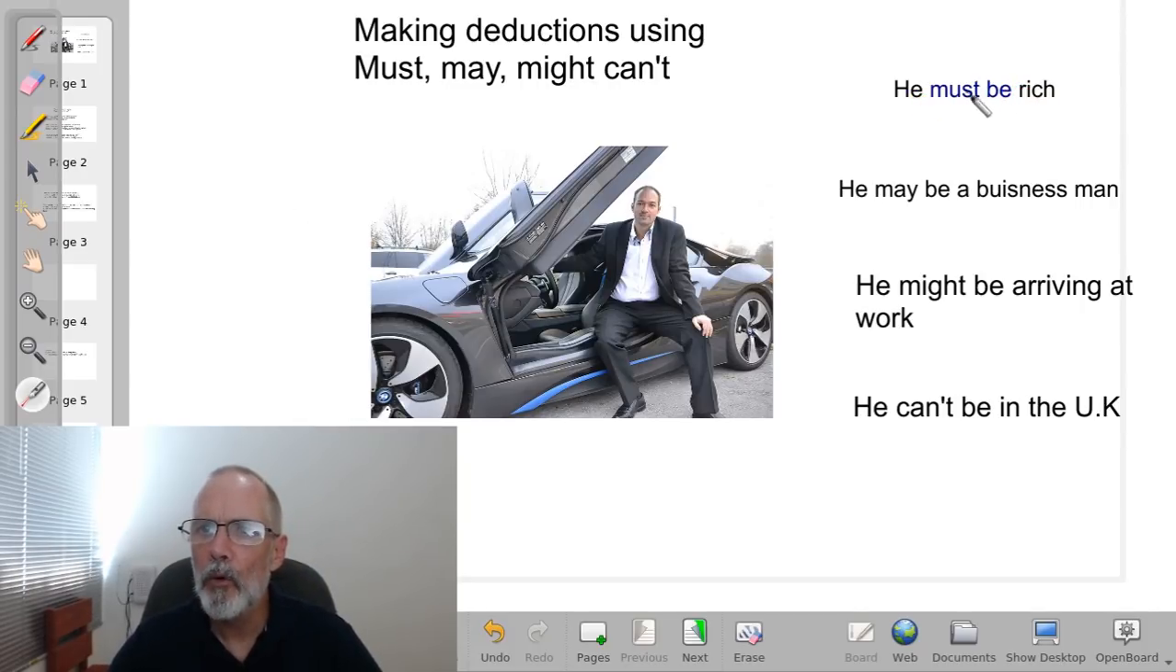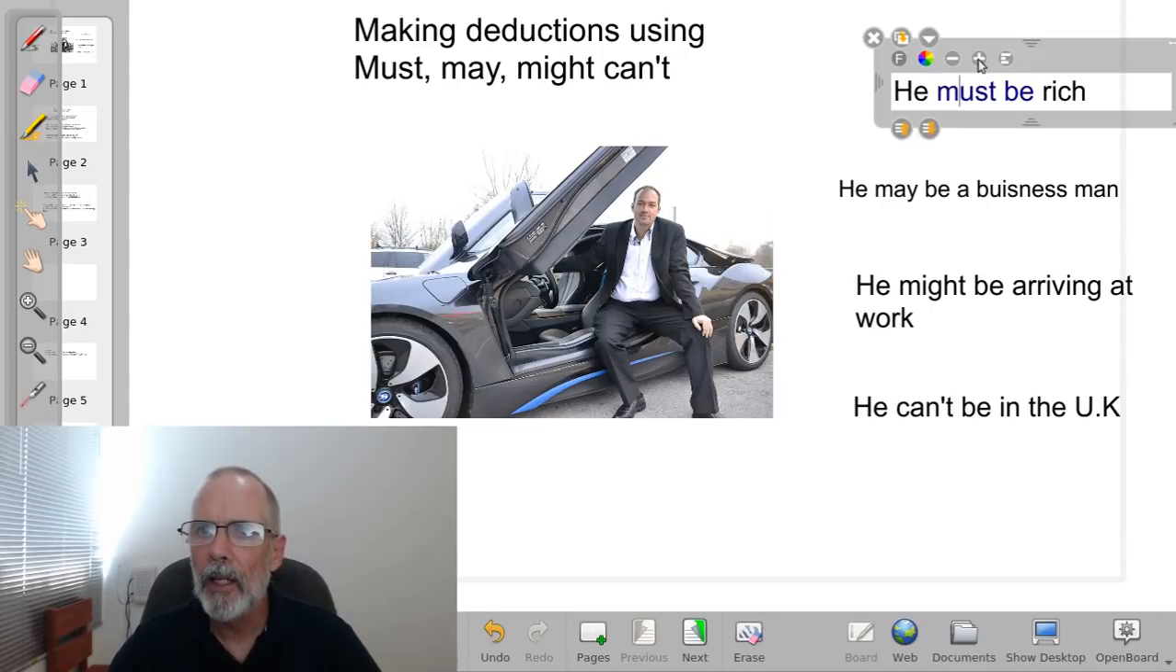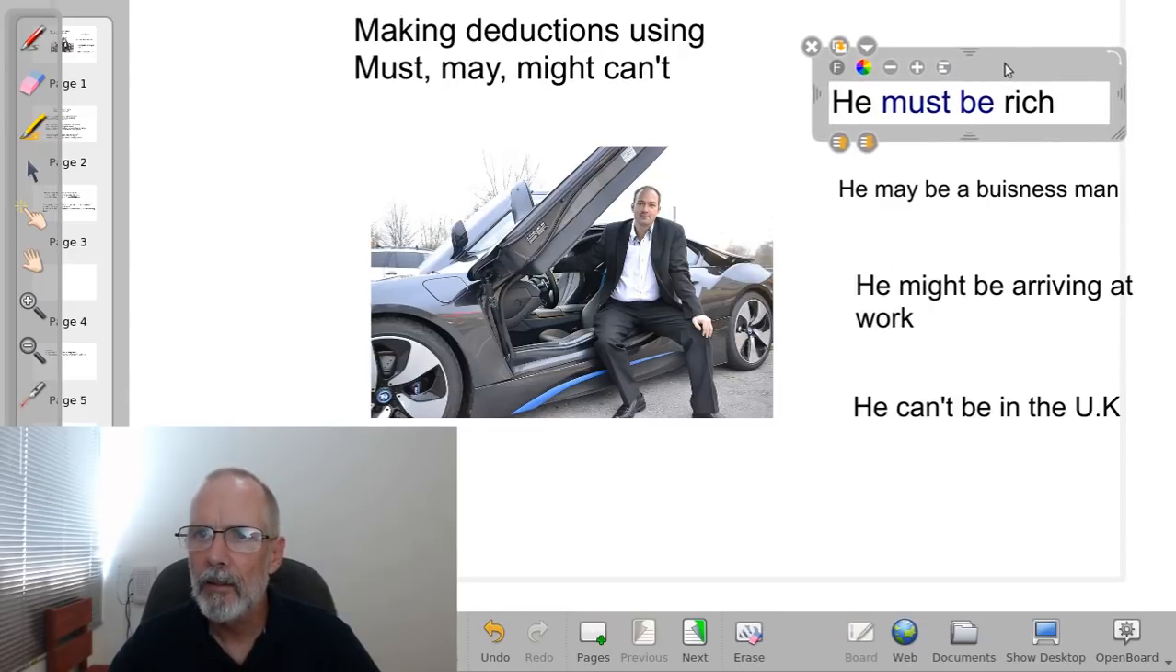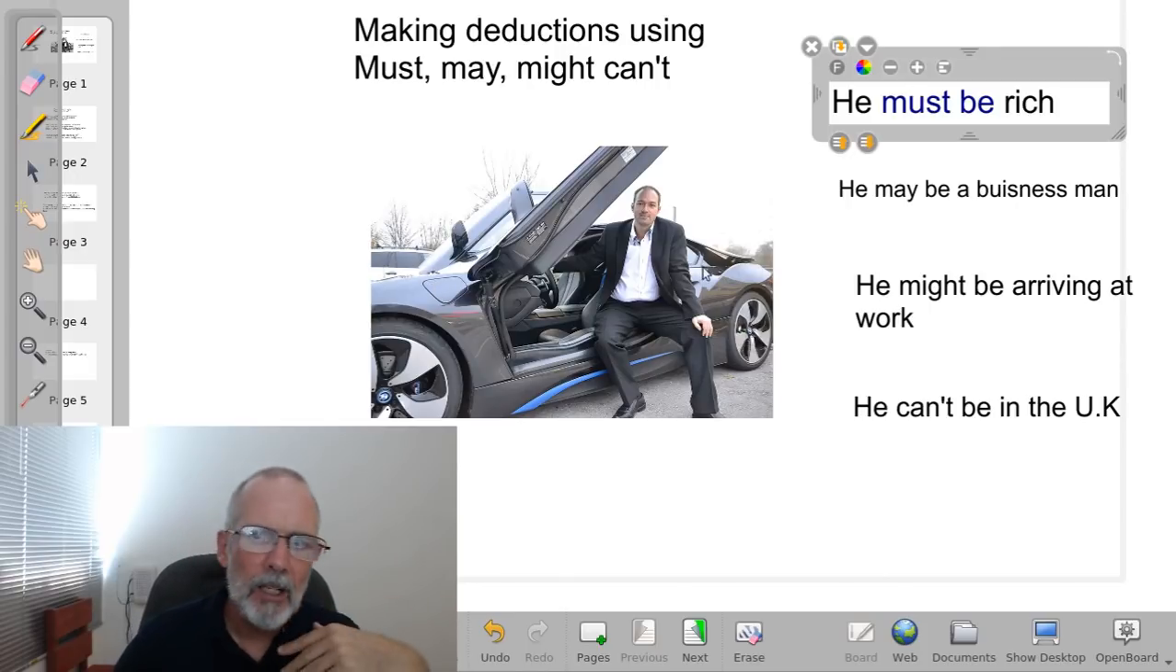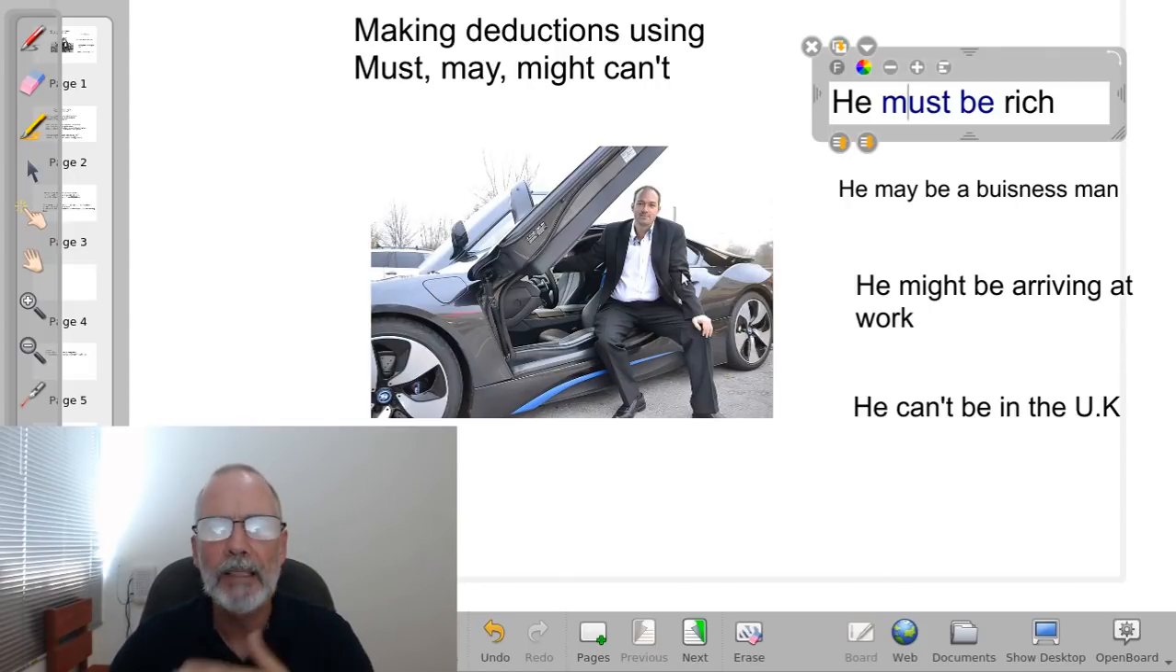When we say he must be rich, that means that I am 99.9% certain, or very certain, that he is rich. He's got an expensive car. He looks like he's got expensive clothes.